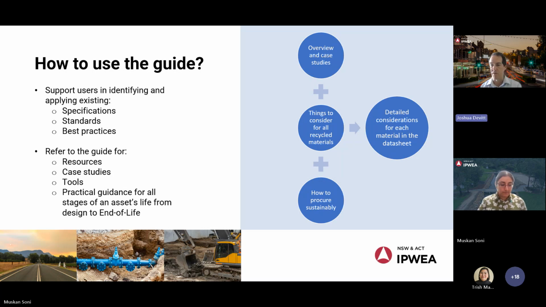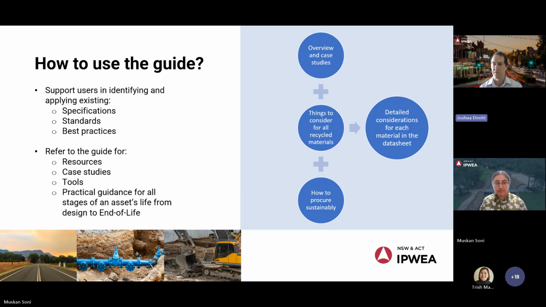So, and then obviously looking at that whole of life focus of, okay, well, this is good once you put this stuff into your assets. What happens at the end of that? What are the options again to recycle it further and to keep it as a continuous supply chain?